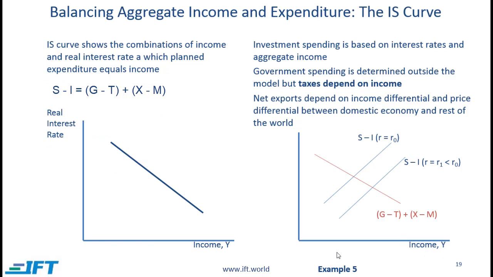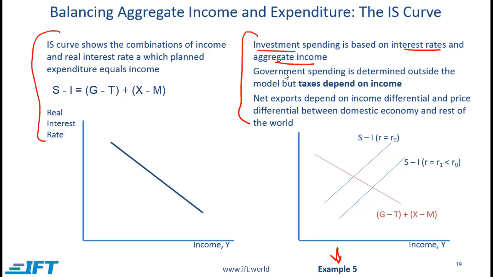I now want you to take a look at example 5, and this is useful because all the relationships that we've talked about here are expressed in terms of actual numbers. So for example, we talk about investment spending being related to interest rates and aggregate income. In example 5, you will see an expression which says that investment is equal to 400 plus 0.2 times output or income minus 30 times R, where R is an interest rate. So you see the negative relationship between interest rates and investment, and you see the positive relationship between Y, which stands for income or output, and I, which is investment.